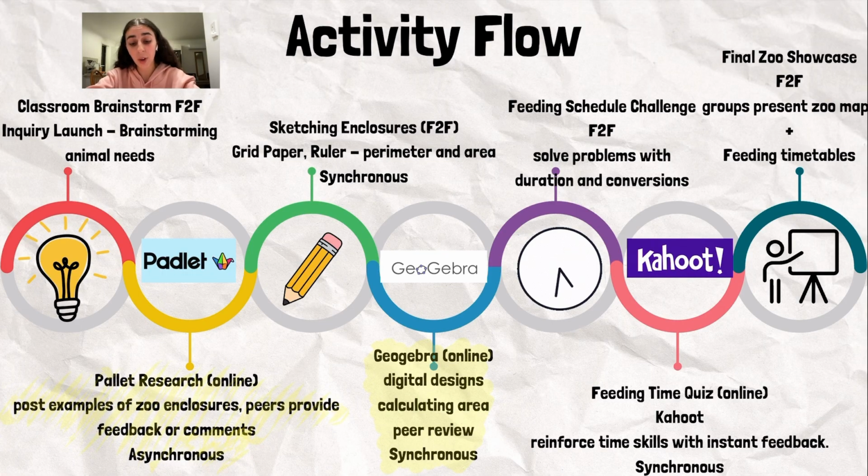Next, Activity 5 is the feeding schedule challenge, which explicitly addresses AC9M4M03 by having students solve time problems. Activity 6 reinforces this through a synchronous Kahoot quiz, where students not only test themselves, but also see their answers compared to their peers in real time.